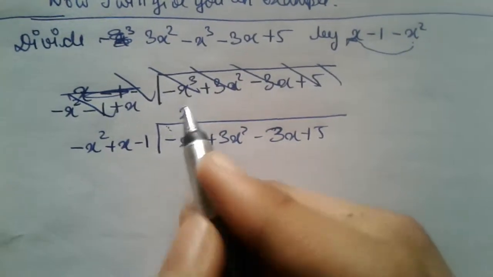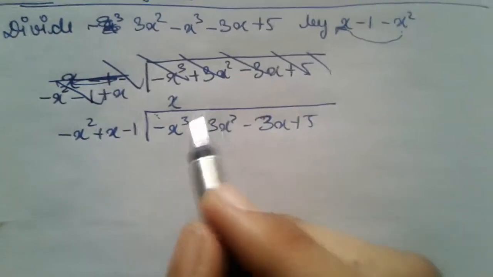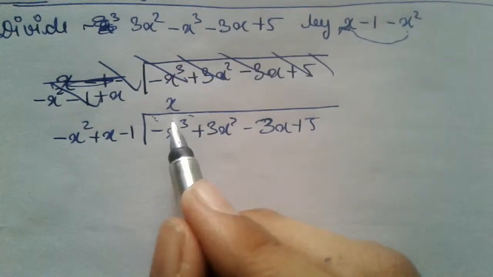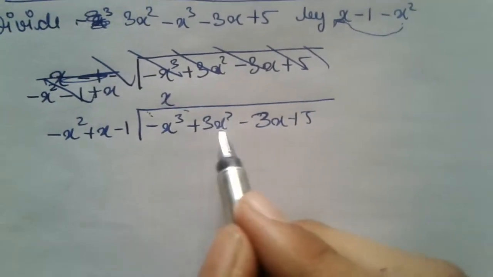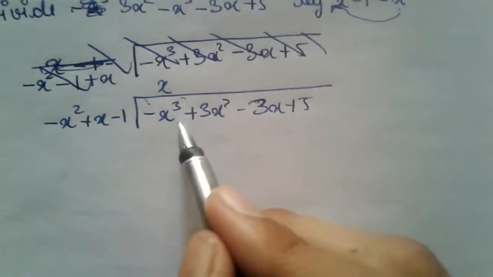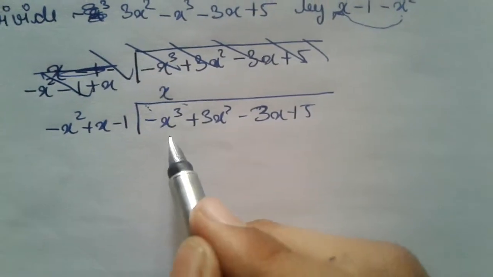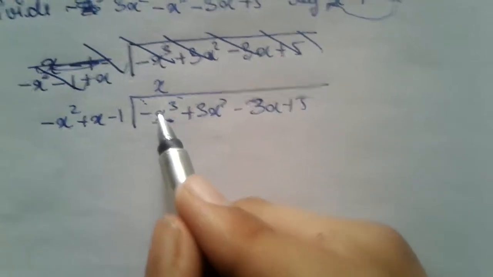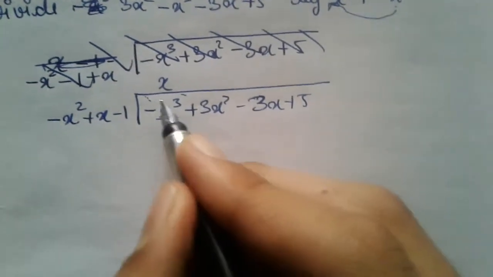Alright, so x. Remember, in long division, we should always try to take out the first term. Over here, in the starting, our main objective is to take out this term, because this should not be repeated again. Alright, now let's start.